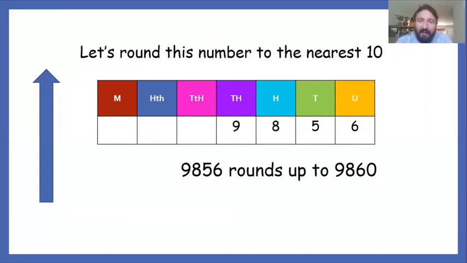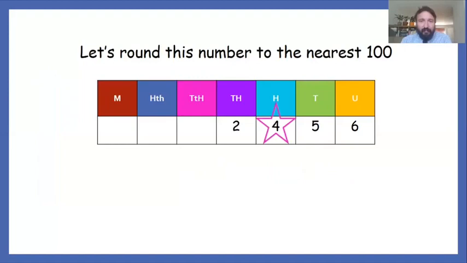So again, without the animations on it, our star number would be in the tens column, which is our 5. Our decider would be in our units column, which is 6. We would then look, is it 5 or above? Of course it is. So 9,856 rounds up to 9,860.